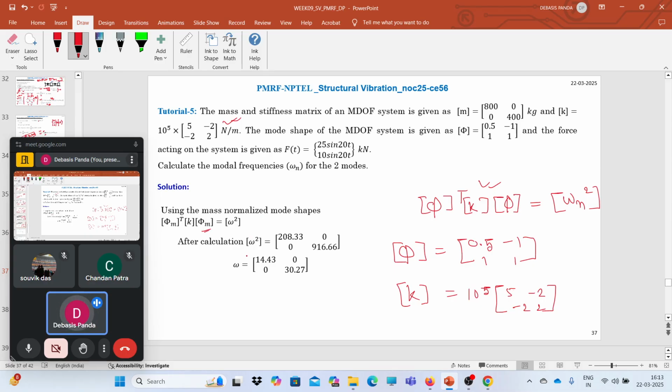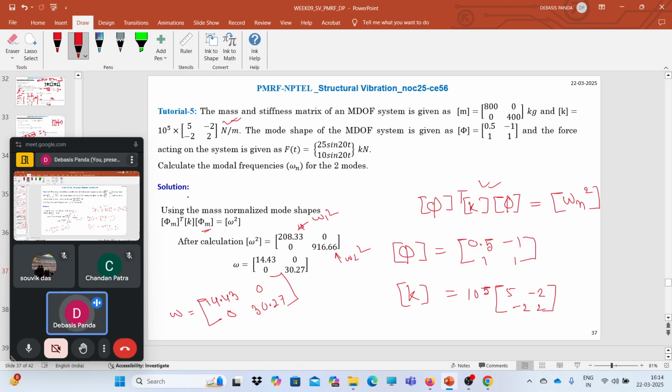So do this matrix operation. You can use MATLAB. It will give the answers within a second, or, since it's a 2 by 2 matrix, you can easily do the calculations directly. After calculation, that is my omega 1 square, this is my omega 2 square. So what will be the omega values, the square root of these two? That comes as 14.43 radian per second and 30.27. Great.